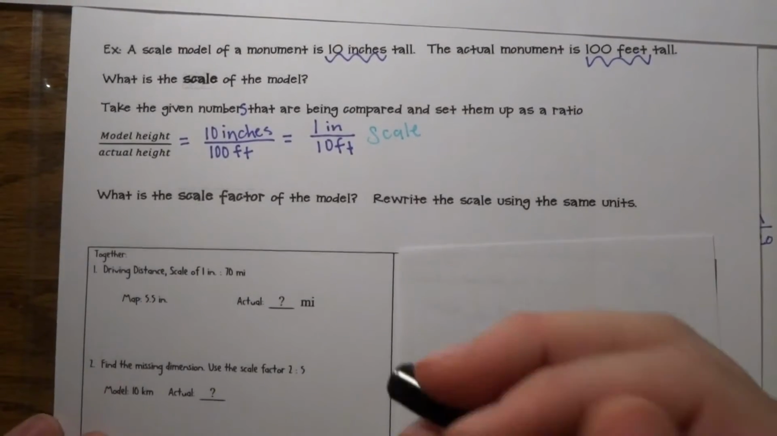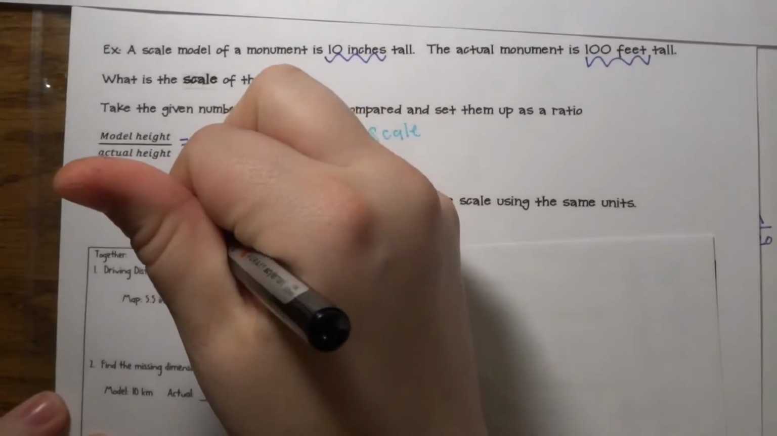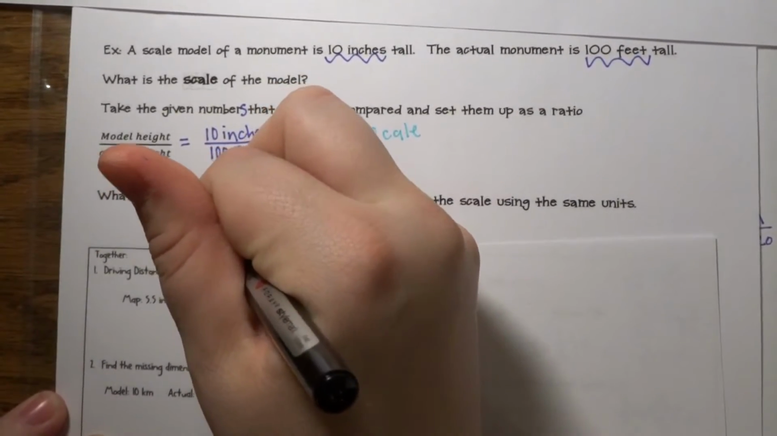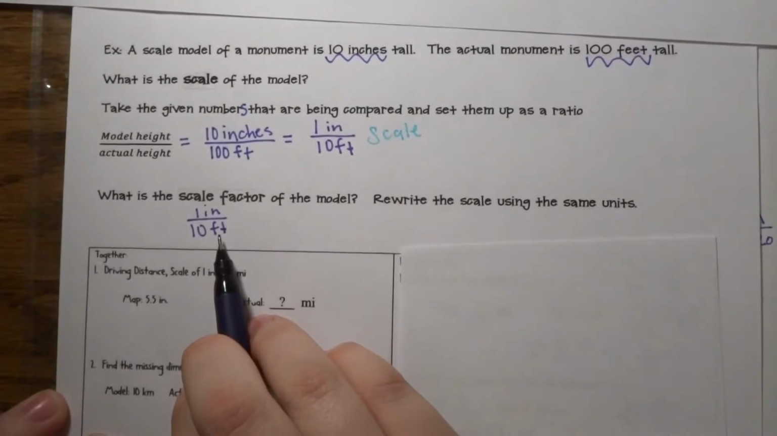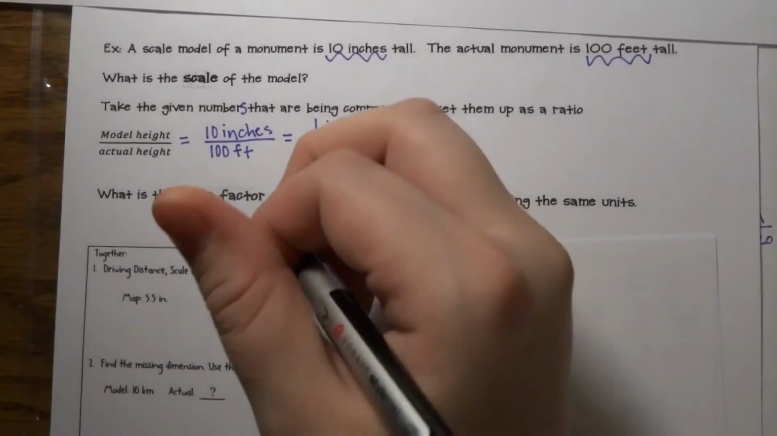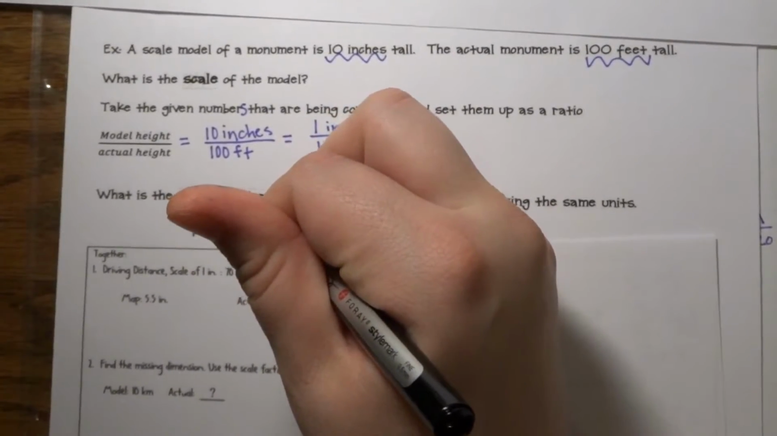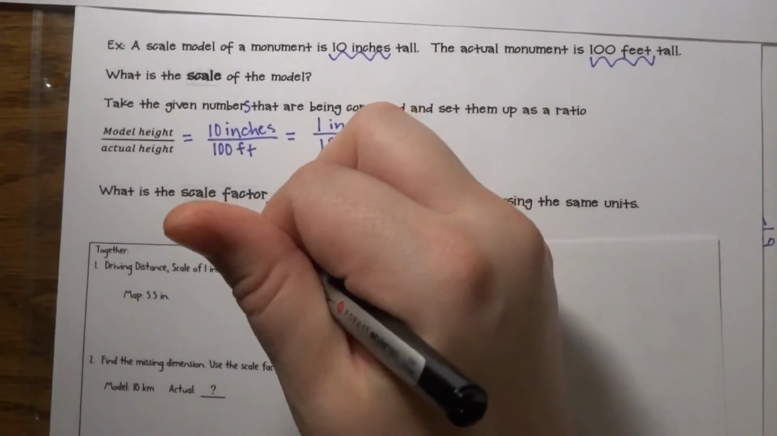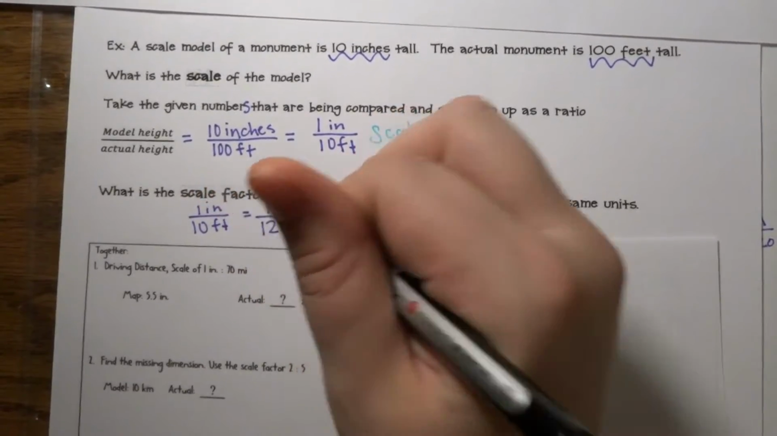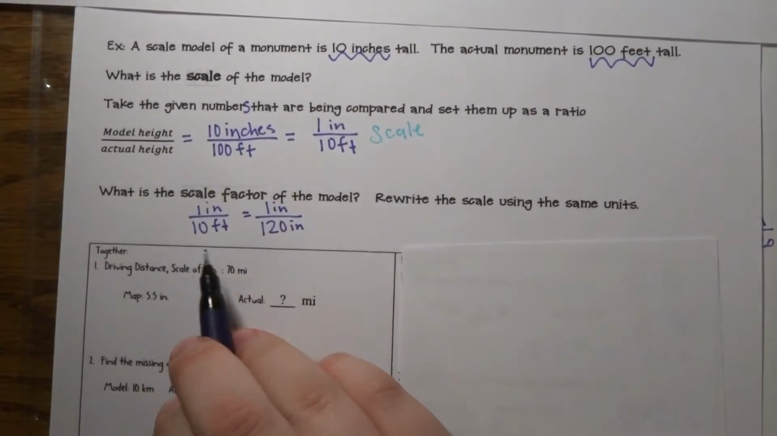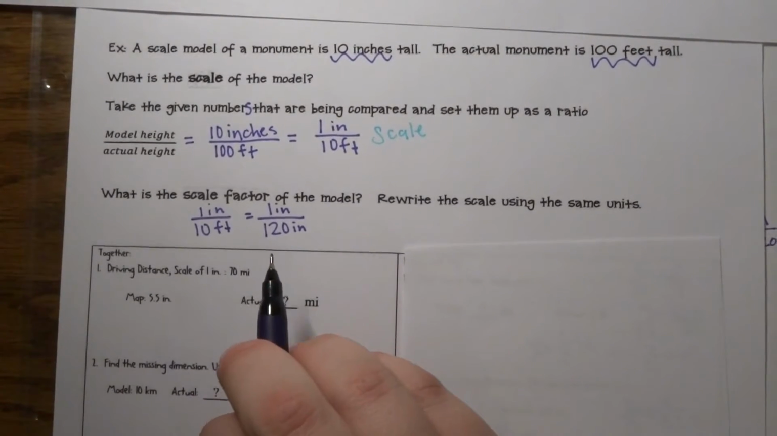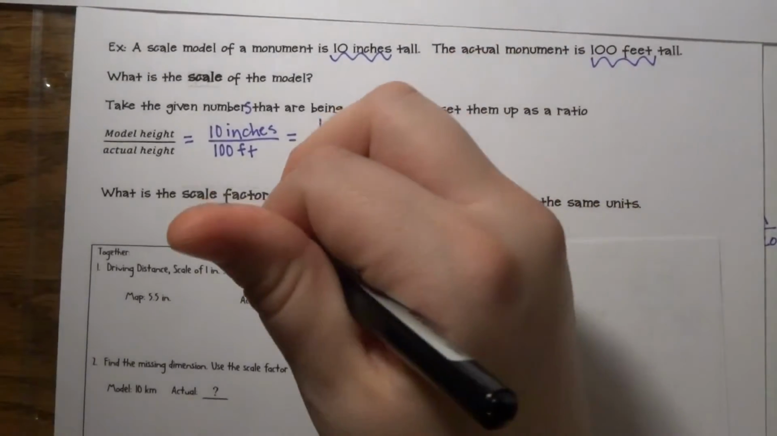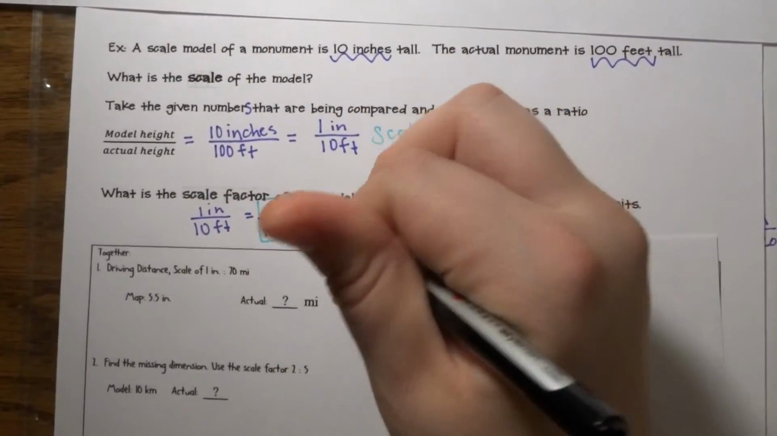So if we start with 1 inch over 10 feet, we want to convert the feet into inches. So that'll be the same as saying 1 inch over 120 inches. Because we know there's 12 inches in a foot, so 12 times 10 is 120. So after we rewrite this becomes our scale factor.